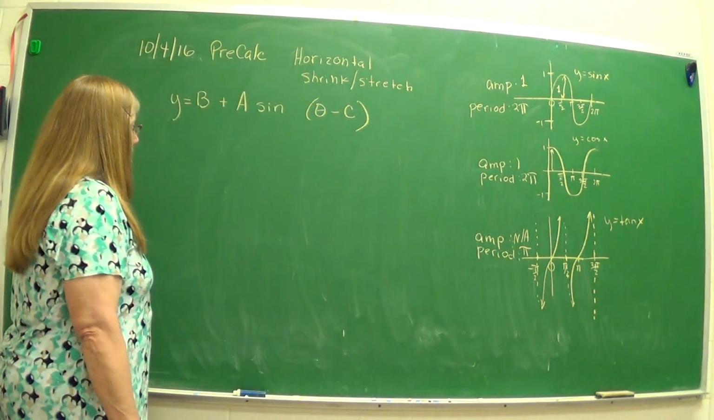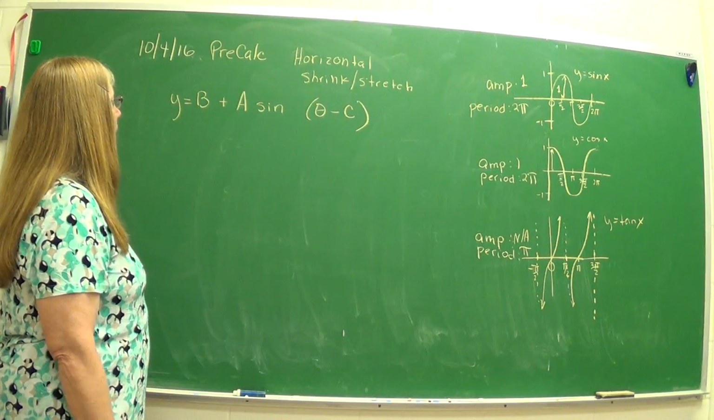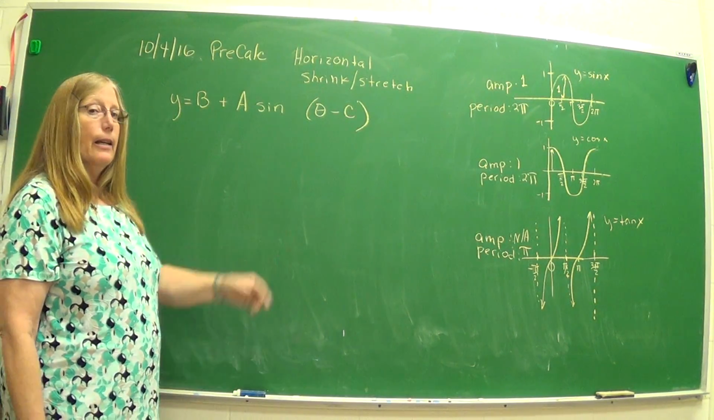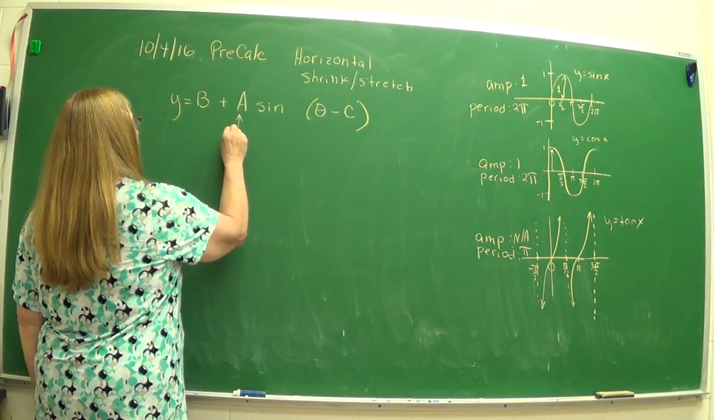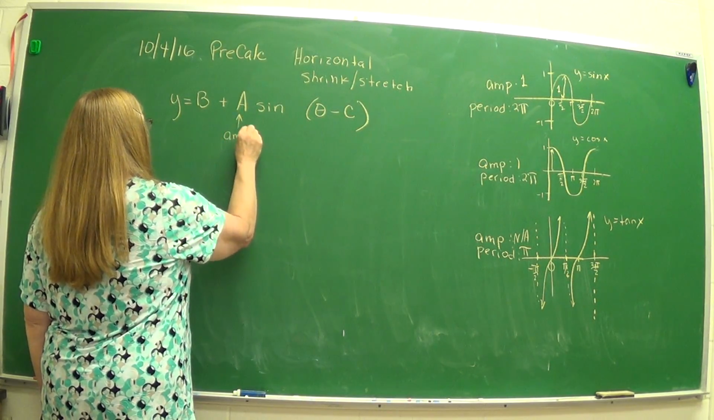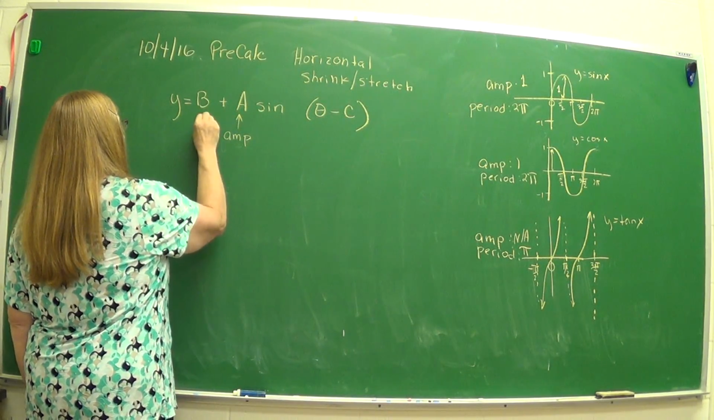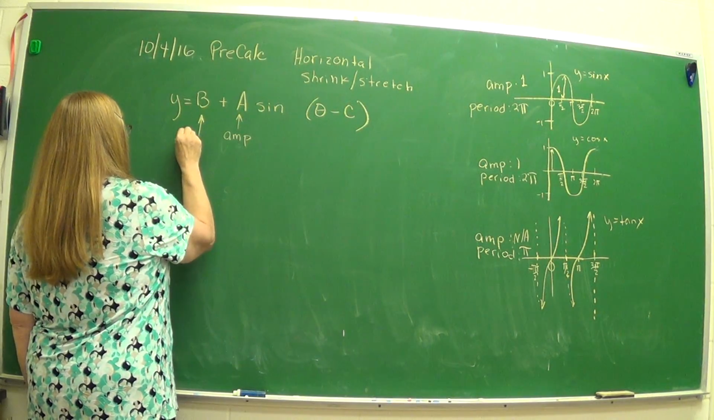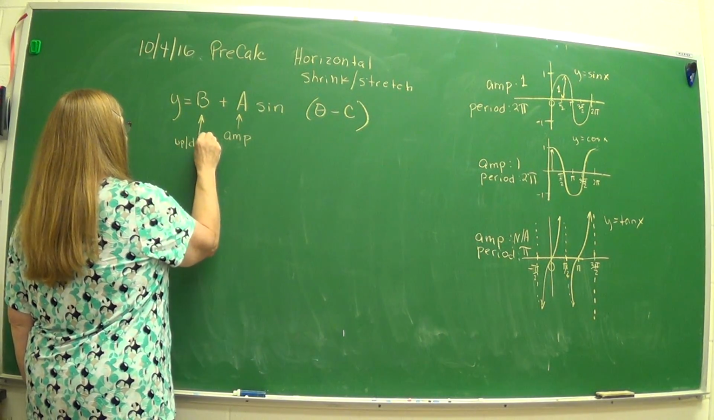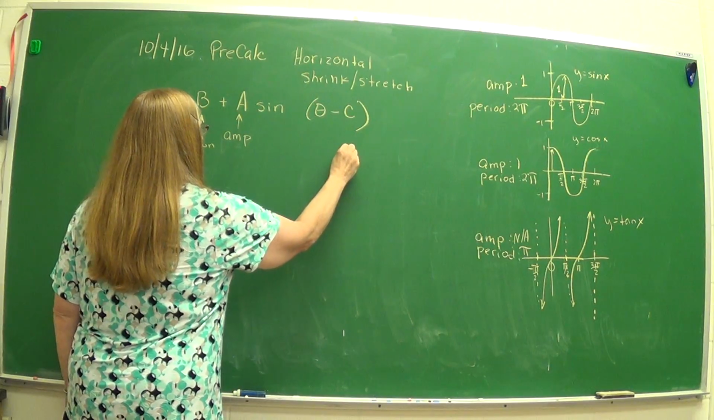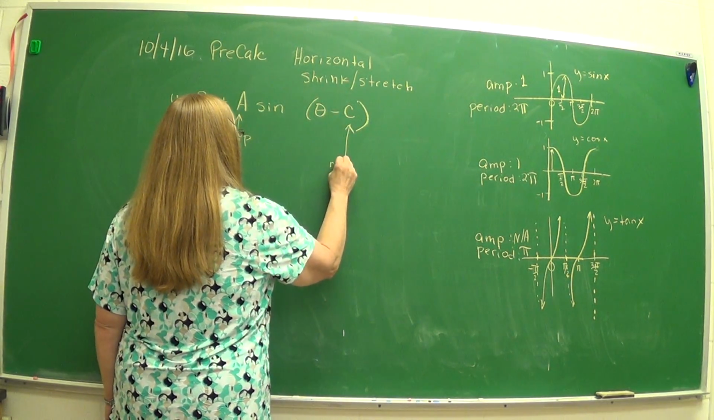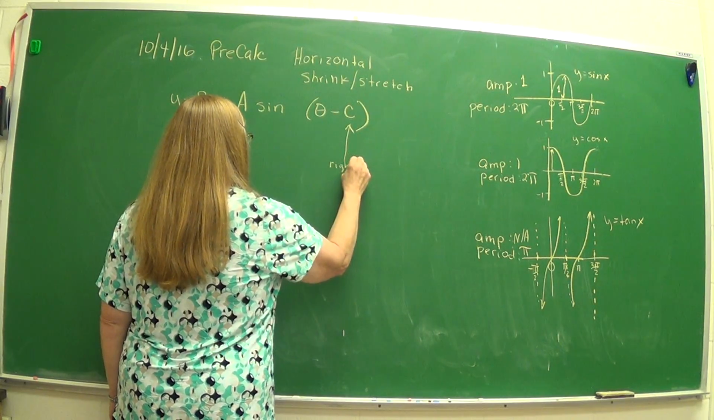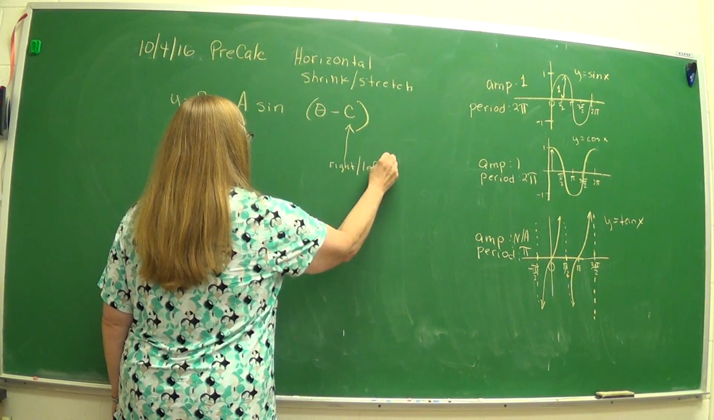Moving back over here, our discussion so far has looked something like this, where if we had a number there, it affected amplitude. If we had a number here, it affected how far up or down we move the curve. And if we had a number here, it told us how far to the right or left that we move the curve.